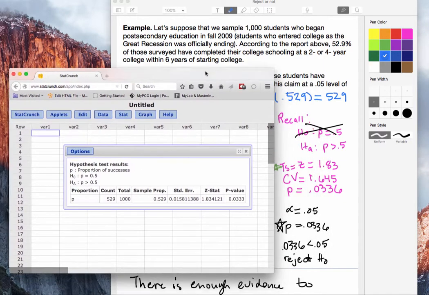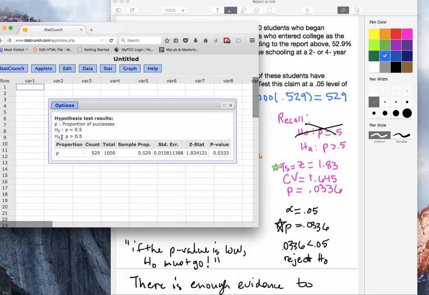And here we go. Let's compare. Here's our null hypothesis. Then it gives you the alternative hypothesis. It says we're working with proportions. The count was 529 people out of 1,000. So there's our sample proportion. The standard error, remember we calculated that for the denominator of our test statistic. Here's our z-score, 1.834121. So yeah, that matches what we got.